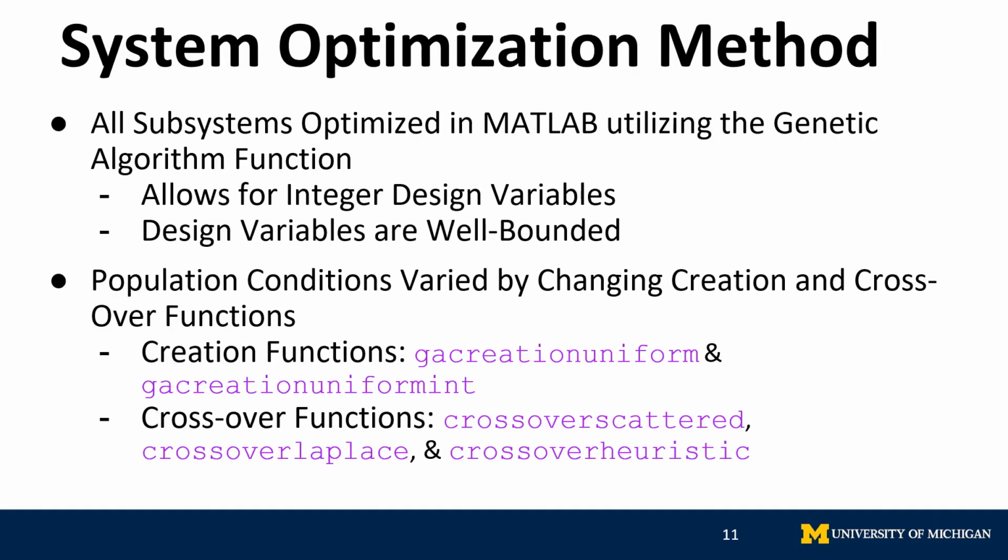We chose to optimize our system using MATLAB's genetic algorithm. This method was selected for its ability to use integer design variables, aligning with our discrete design options. Additionally, the fact that our design variables are well bounded allowed the genetic algorithm to work well for our use case. To ensure the solution space was sufficiently explored, we leveraged different creation and crossover functions to create the initial population and then form different crossover children. This was on top of MATLAB's internal RNG.